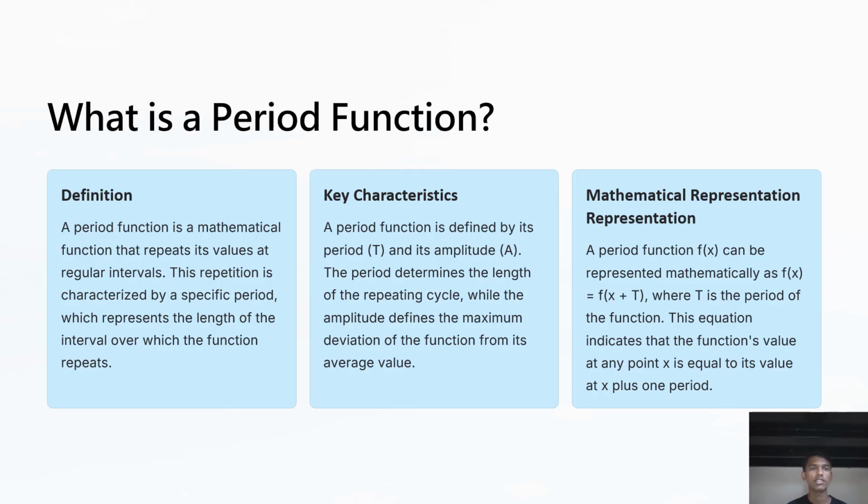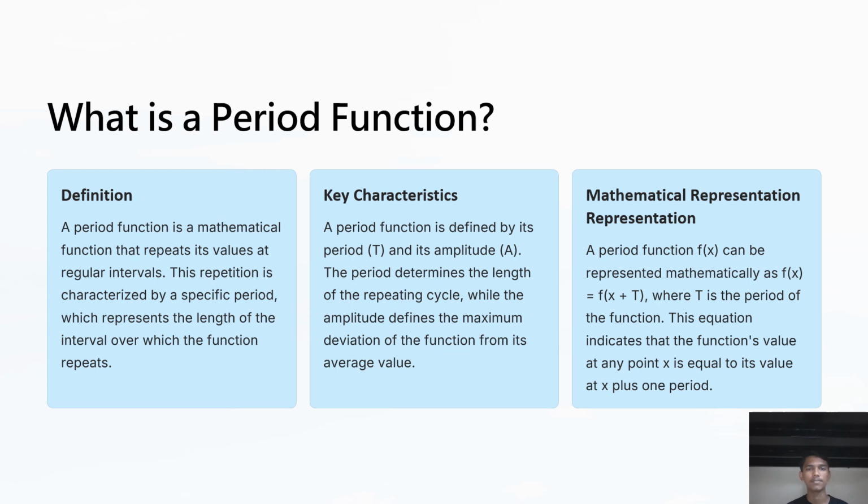What is a periodic function? Definition. A periodic function is a mathematical function that repeats its values at regular intervals. This repetition is characterized by a specific period, which represents the length of the interval over which the function repeats.